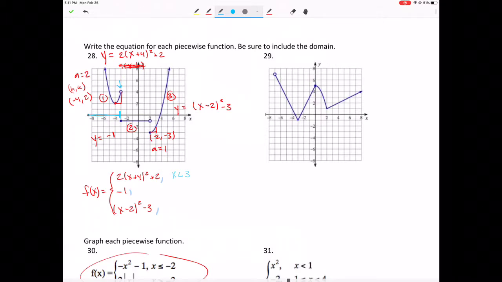Okay. And then next one, we'd want to find the domain of this graph. There we go. All right, so the next one goes from negative 3 less than or equal to x less than 2. So all the x values are between negative 3 and 2, and it includes negative 3. And the last one goes from all x values greater than or equal to 2.